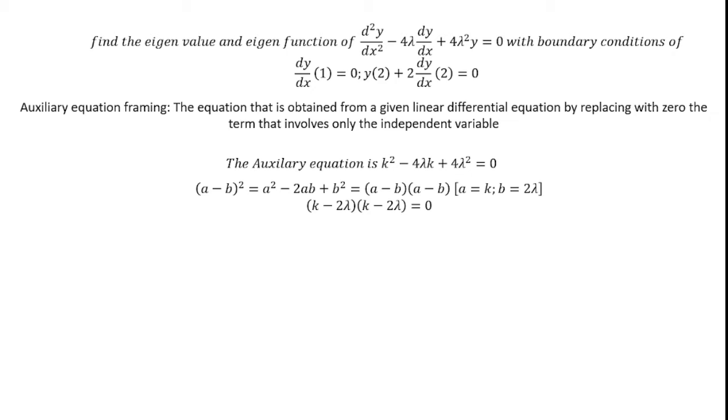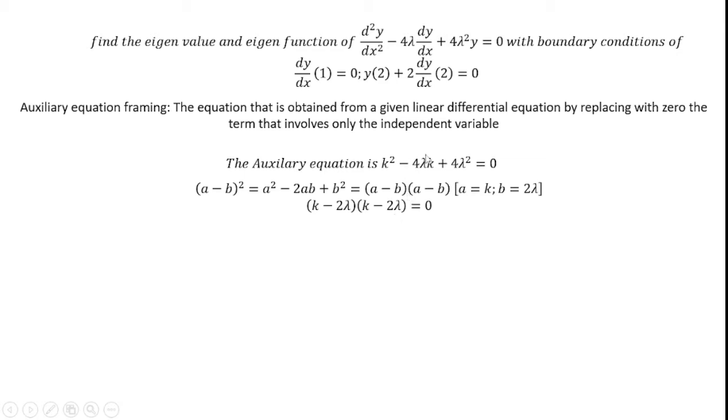Now we can move to simplify the available auxiliary equation into another form. Here you see the equation looks like a minus b the whole square, because if I consider k as a and b as 2 lambda, the equation may be converted into a minus b square terms. Here k square minus 4 lambda k is the 2ab term, plus b square, which is 2 lambda squared, equal to 4 lambda square. Likewise we can convert it, so that we get k minus 2 lambda into k minus 2 lambda.